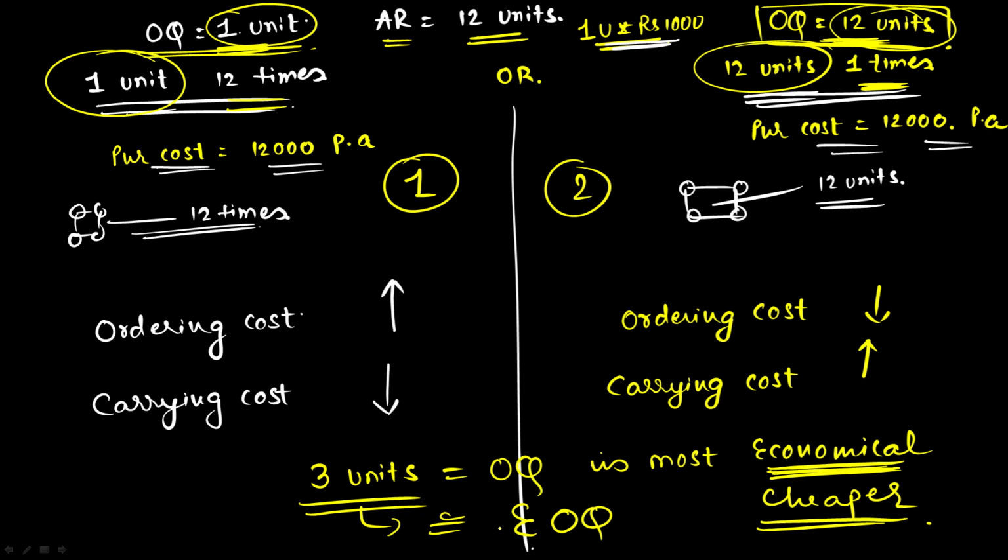Do you understand the meaning of the answer? 3 units. How we got it, that is a different thing. But what is the meaning of EOQ? Ordering quantity at which your total cost will be minimum. There is one expert, Wilson, who has given you a direct formula of finding out economical ordering quantity. First, we will be understanding and mugging up the formula, and then we will prove that this formula is absolutely correct.